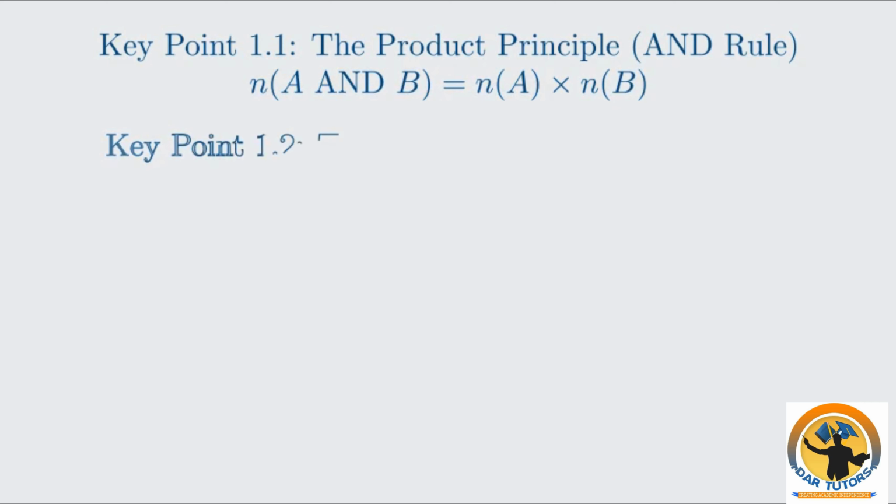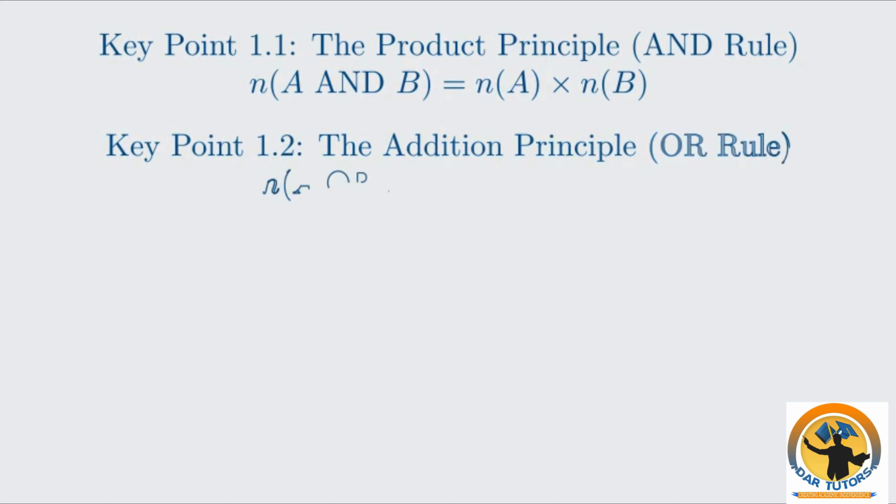We'll use the notation N(A) to represent the number of ways to make a choice A. The product principle, or the AND rule, states that the number of ways to make both choice A and choice B is the product of their individual options. So N(A and B) equals N(A) times N(B). The addition principle, or the OR rule, states that the number of ways to make either choice A or choice B is the sum of their individual options. This is N(A or B) equals N(A) plus N(B).